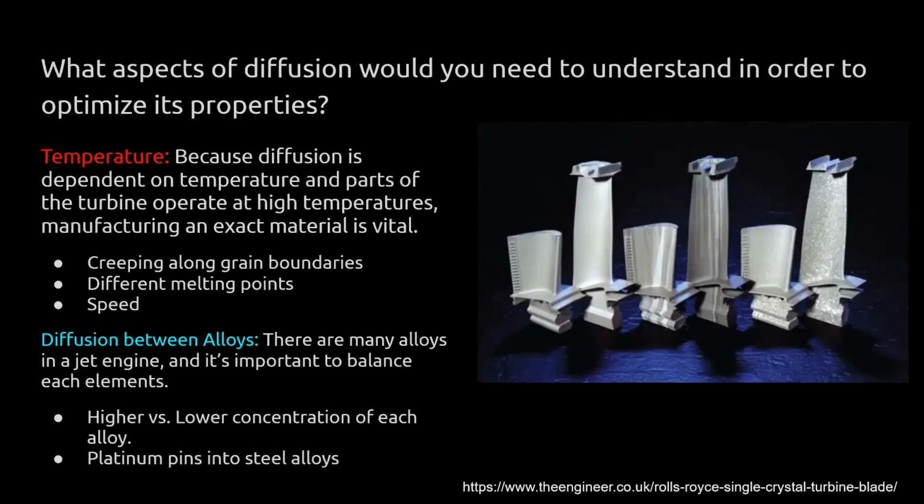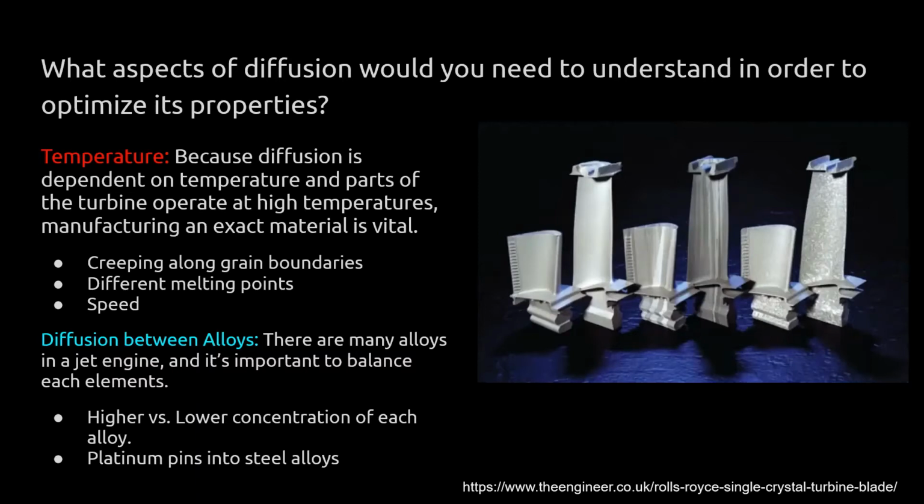One of the key aspects to consider when optimizing properties for diffusion is temperature. At high temperatures, single crystal structures can slide against each other in a phenomenon called creeping, which causes impurities to diffuse along the grain boundaries of the typically steel and nickel alloys. The melting point of each element must also be considered, because if the temperature of the engine exceeds the melting point, malfunction would obviously occur. Additionally, higher temperatures mean a greater rate of diffusion, so this must also be considered.